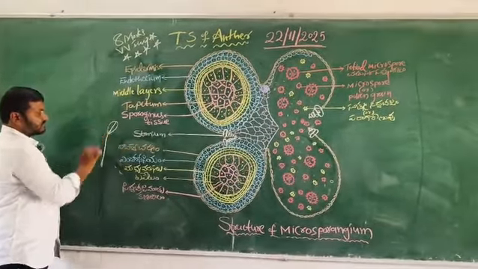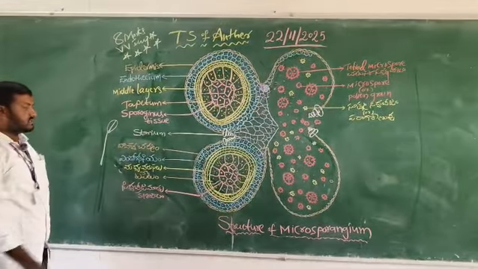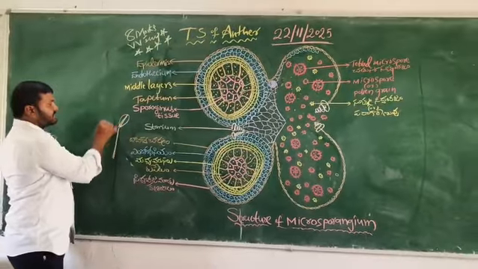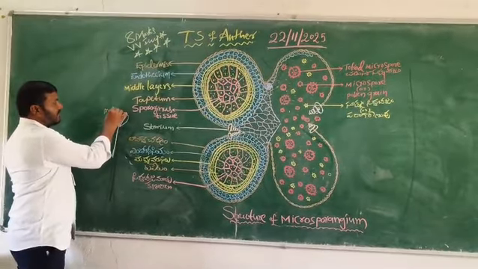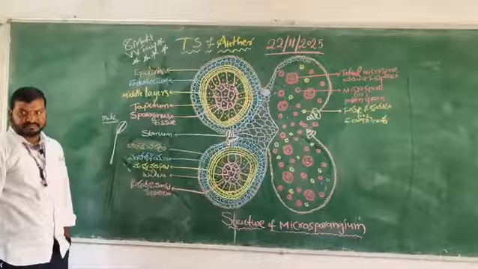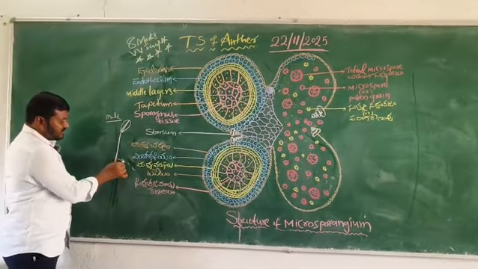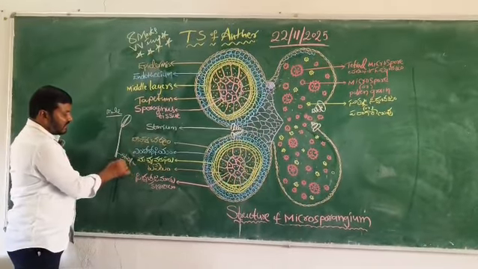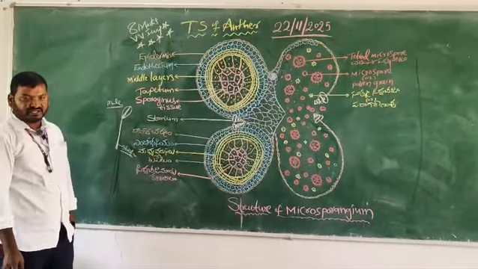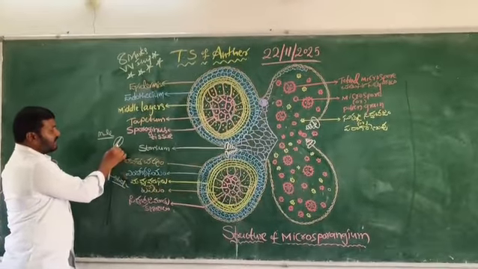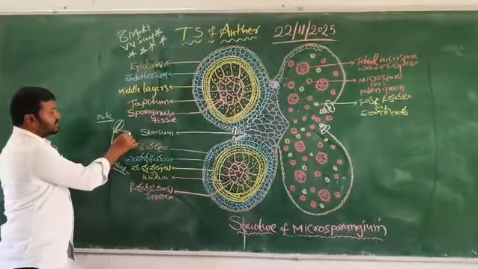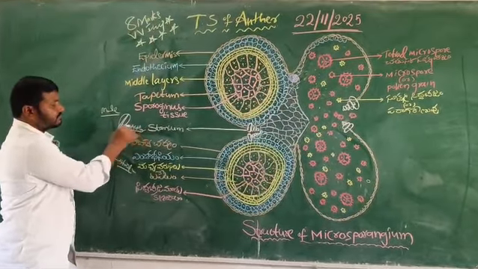Inside the flowers, stamens are present. Stamens represent the male reproductive part. The stamen is present with a stalk. A long stalk is present, and in the terminal part, the anther is present.